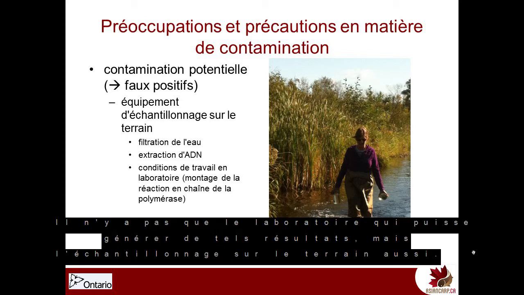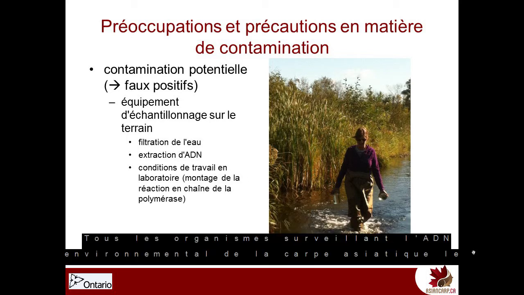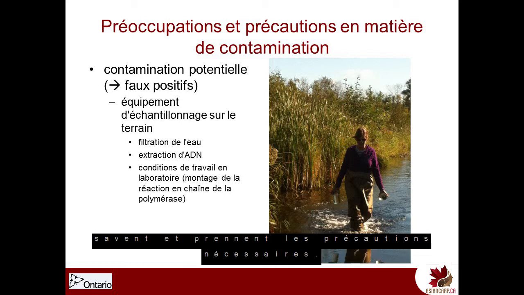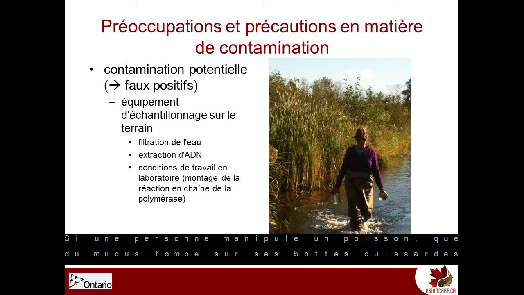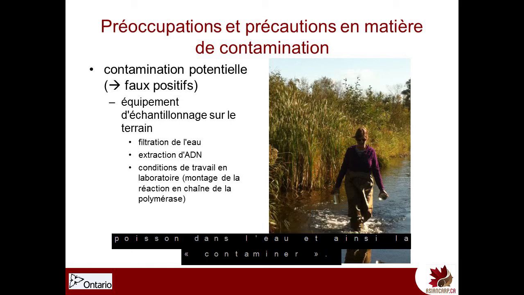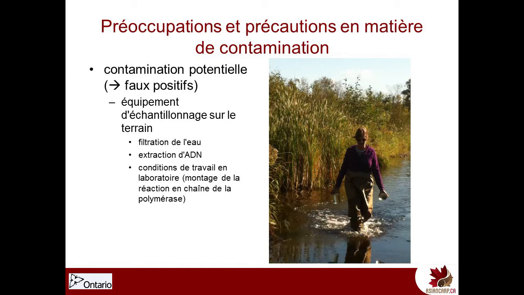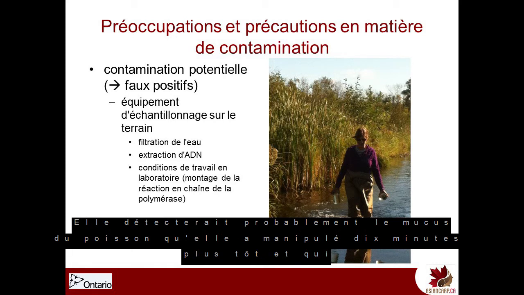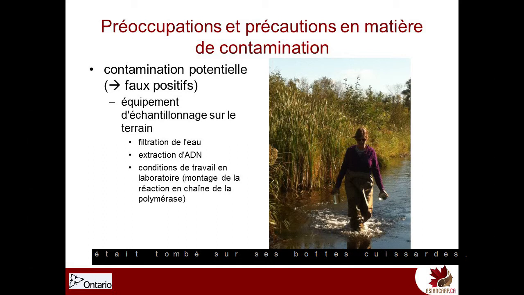So it's not just the lab, it's also the field sampling. All of the agencies involved in Asian carp environmental DNA monitoring are very careful of this. If somebody handles a fish and gets some slime on their waders and then they go into the water, they could be spreading that fish's DNA into the water. Then you're leaning over and sampling. What you're probably detecting is slime off the waders from the fish you were handling 10 minutes earlier.